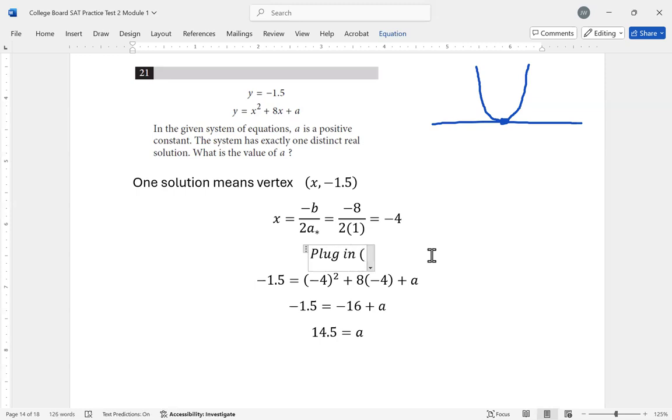We plugged in the vertex. So there you go. 14.5 is the a. And if you want to, you could actually just confirm that if you had a graphing calculator. So if you have a graphing calculator, you can graph both of those and see that it does do this, that the vertex hits the horizontal line in just one spot.